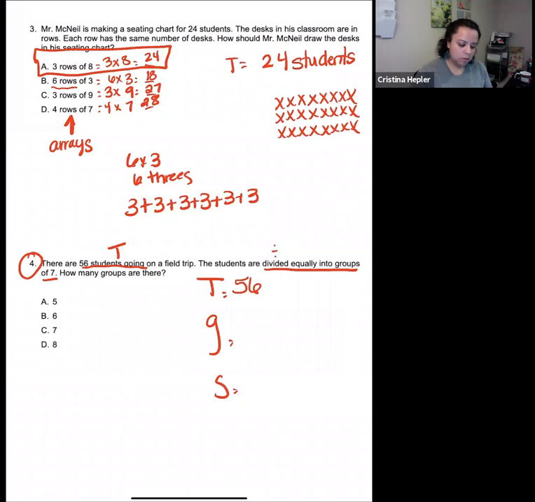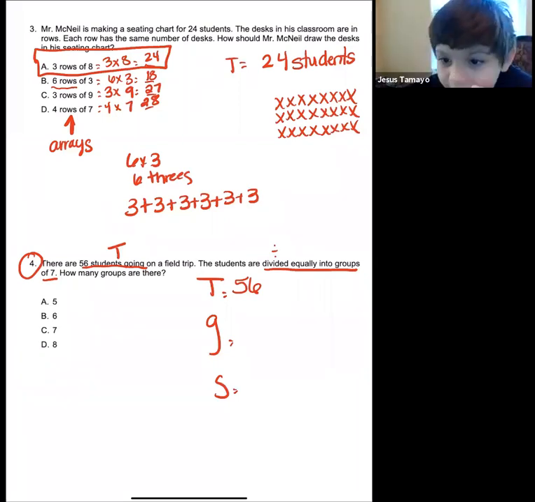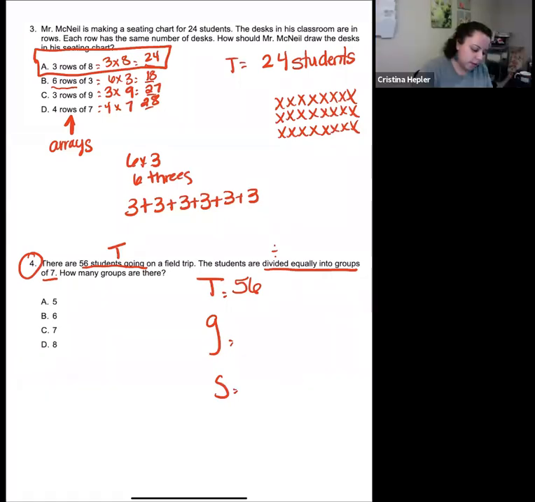The number of groups? You sure? They said nothing about vans. Look at the question. How many groups are there? That's what you're looking for. So what was given to you? The size. Yes, they were divided into groups of 7. That's size. So my size is 7. What I don't know is my groups.